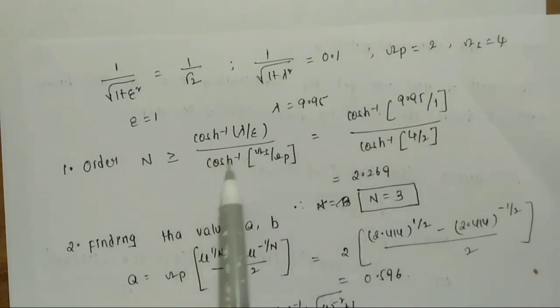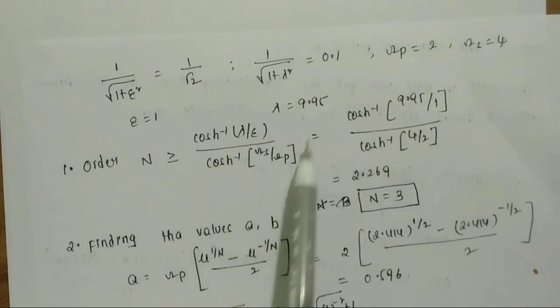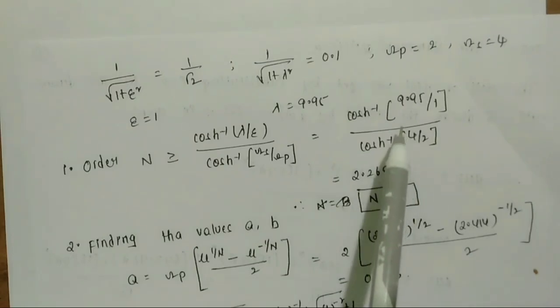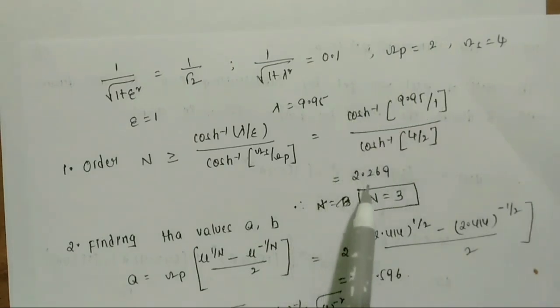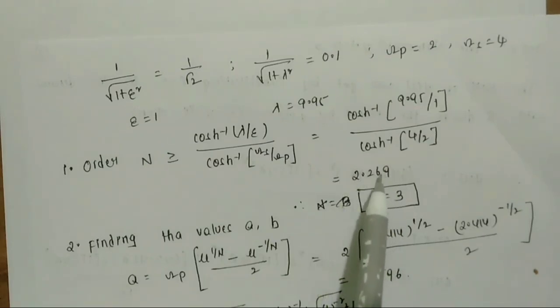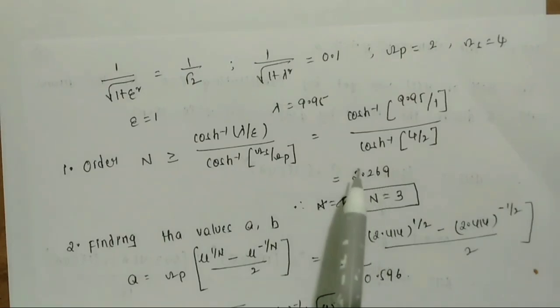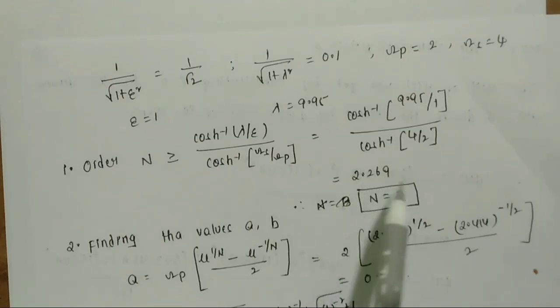The same way, in the denominator, cosh inverse of omega s by omega p, where omega s is equal to 4 and omega p is equal to 2. If you solve this with the calculator, you will get the value 2.269. And we know if you get any fractional number, we have to round it off to the next integer value. So the next integer value of 2.269 is 3. So we are rounding the order to 3. So the order n is equal to 3.